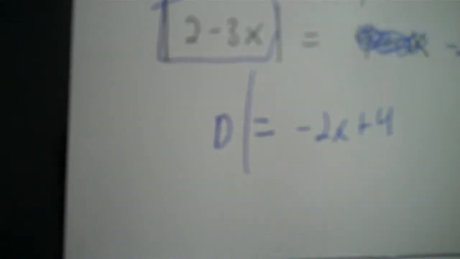Now, I see absolute value. That's distance from 0. Distance starts with d. So d equals negative 2x plus 4. Do I have the d by itself and solve for? Yes, I do. But here's the thing. I don't know if it's equal to a positive or a negative.